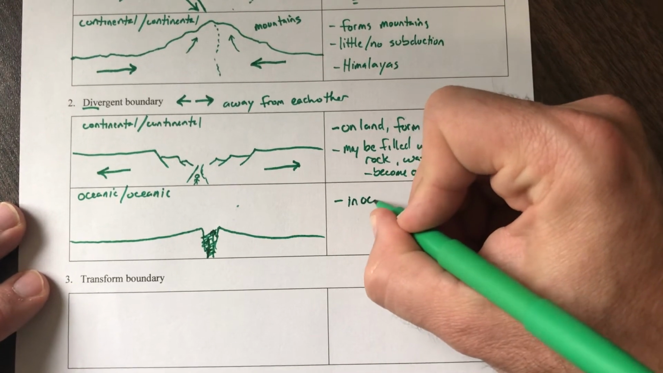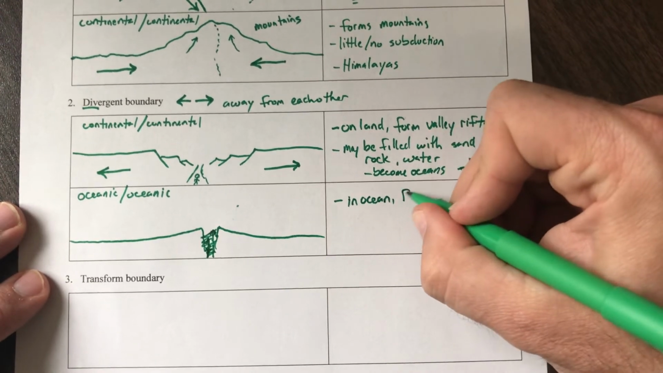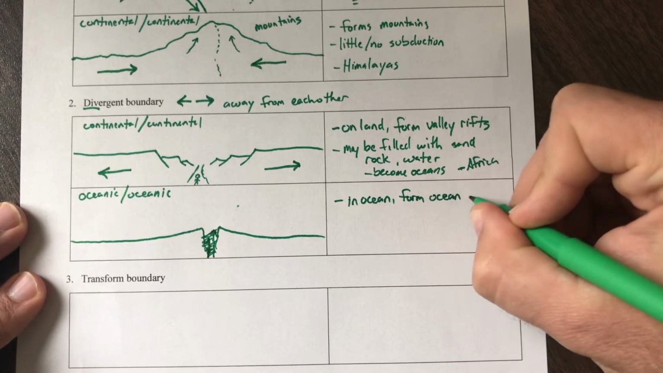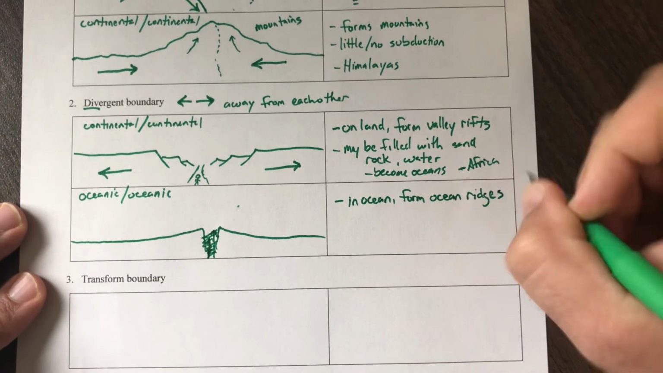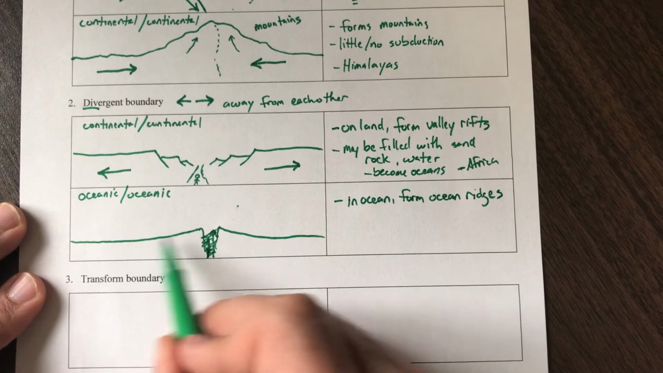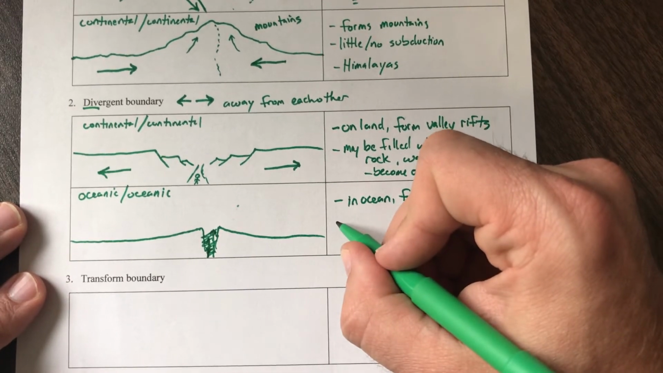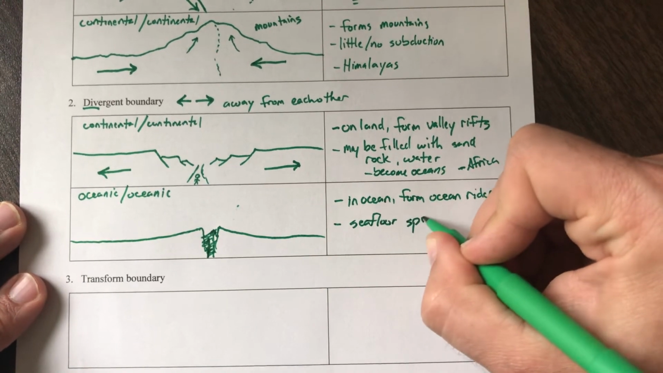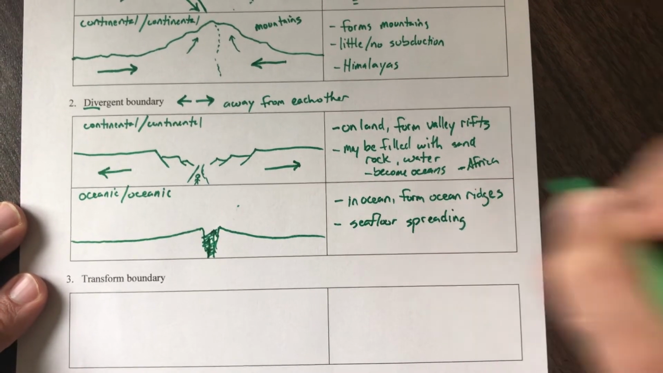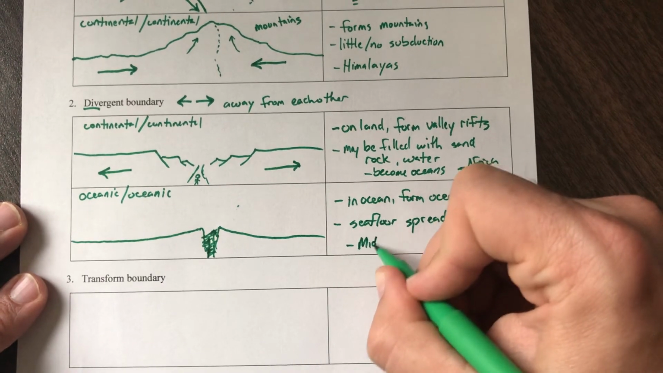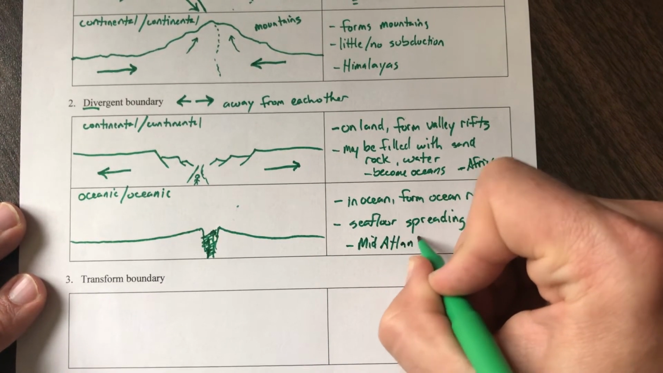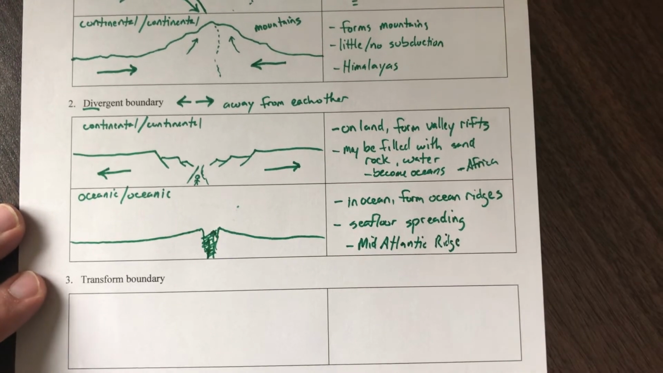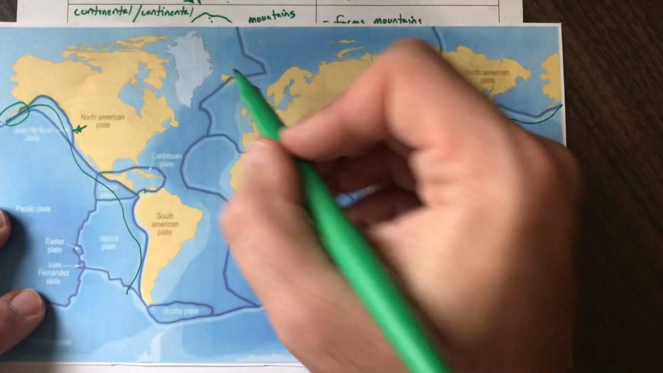This is in the ocean, so it forms ocean ridges. And you have this little lift that we have right here, that's part of a ridge. Like I said, we'll talk about that later. We call this seafloor spreading. And the most famous one of these is the Mid-Atlantic Ocean Ridge, which is about a 10,000 mile long ridge.